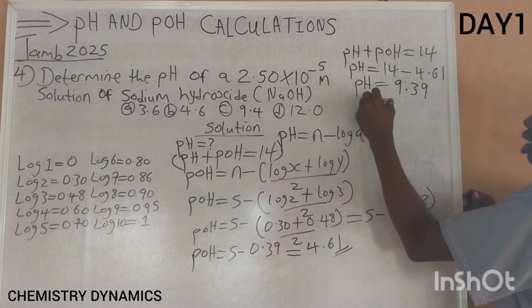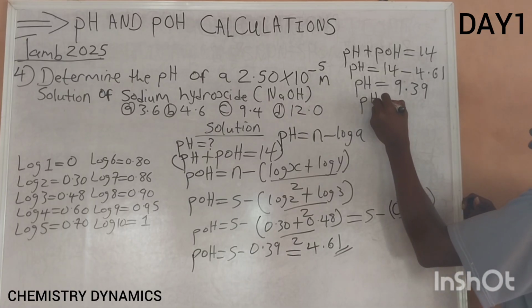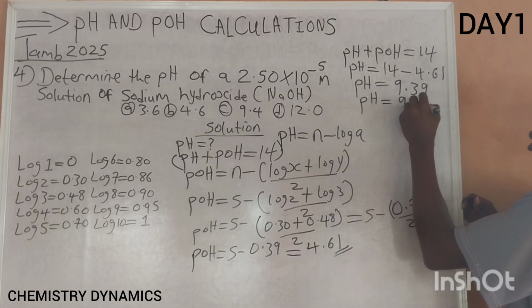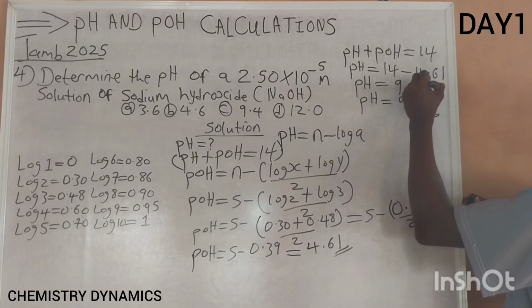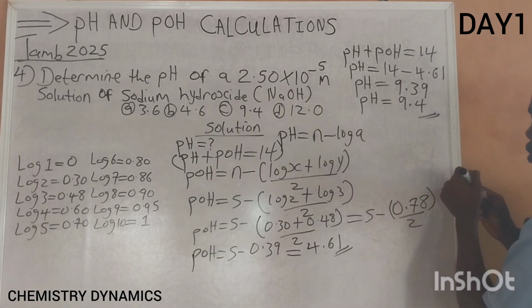We can also approximate this. If you approximate this 3 using this 9, pH equals 9.4, because this 9 approximates this 3 to become 4. So pH equals 9.4.